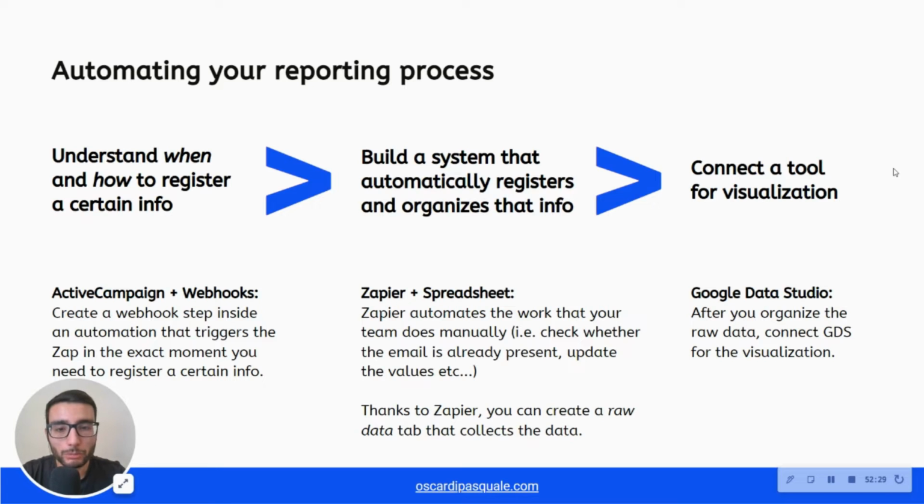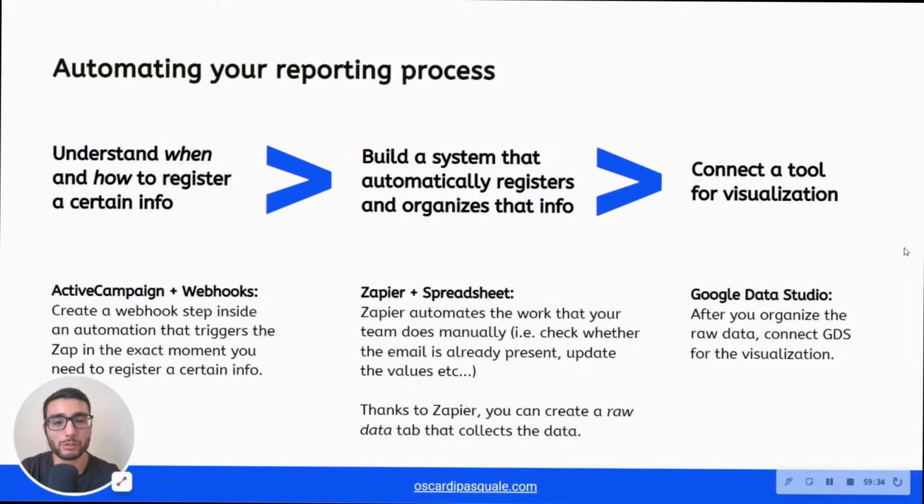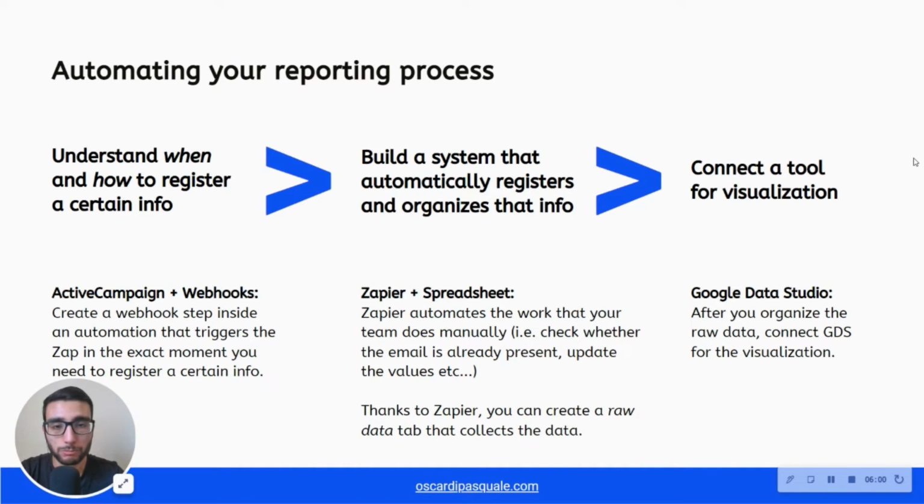Zapier basically automates the data collection. So it receives the package of data, the package of info about that specific contact, and then we can automate the manual work that your team usually has to do, such as checking whether the email is already in the spreadsheet or updating the values, etc. It allows you to create a raw data tab with all the info needed for data visualization. And that is basically the last step, connecting to the spreadsheet a data visualization tool in order to create the reports and the dashboard.